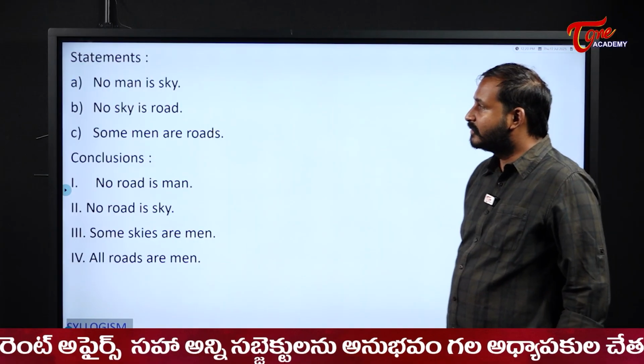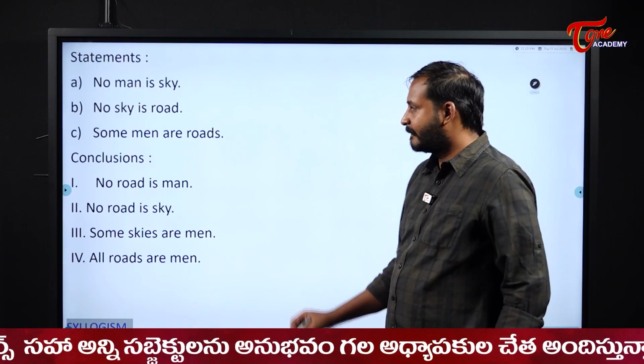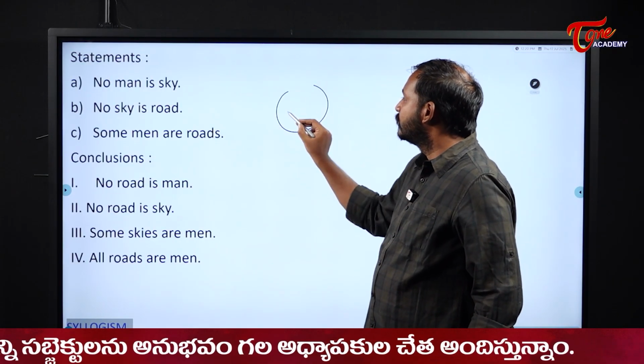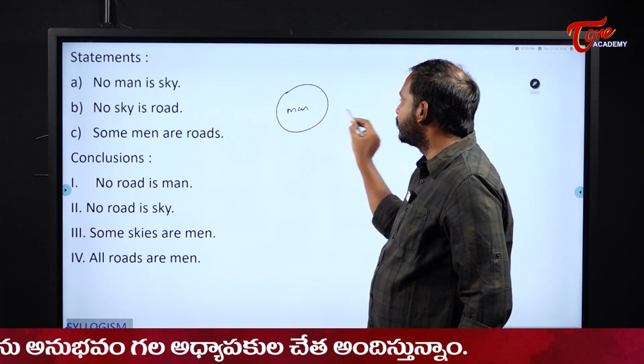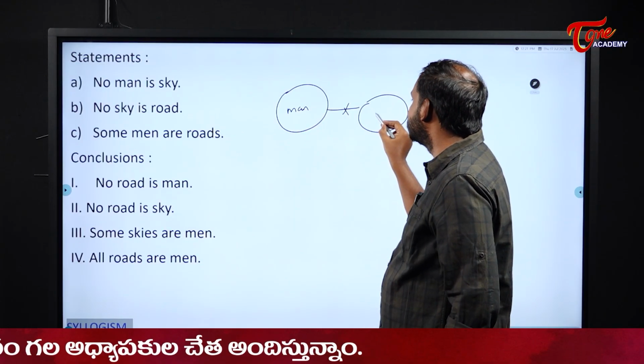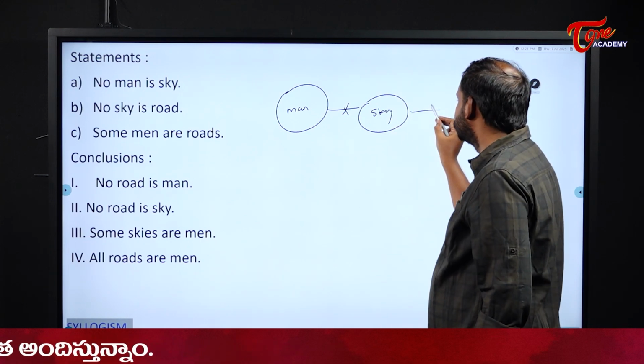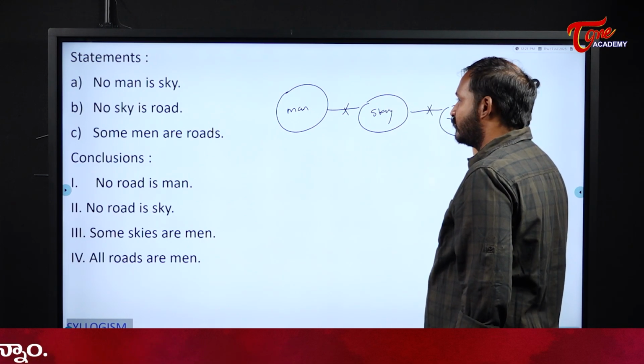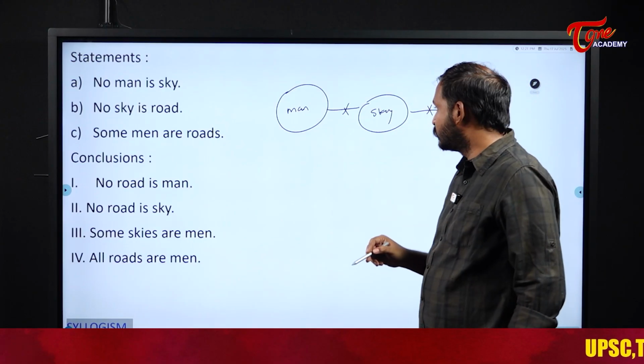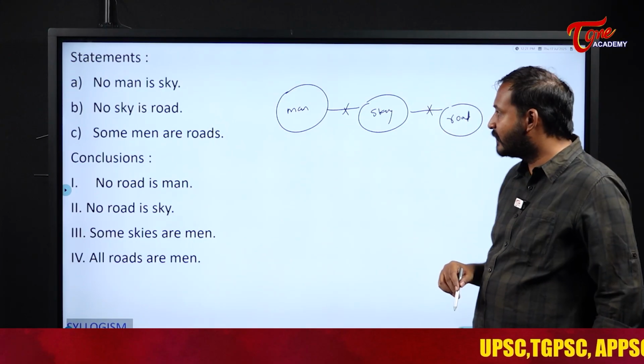Solve this one. No man is sky. That means there should be no relation between man and sky. Next, no sky is road. Next one, some men are roads. Now please see here, some men are roads, right?